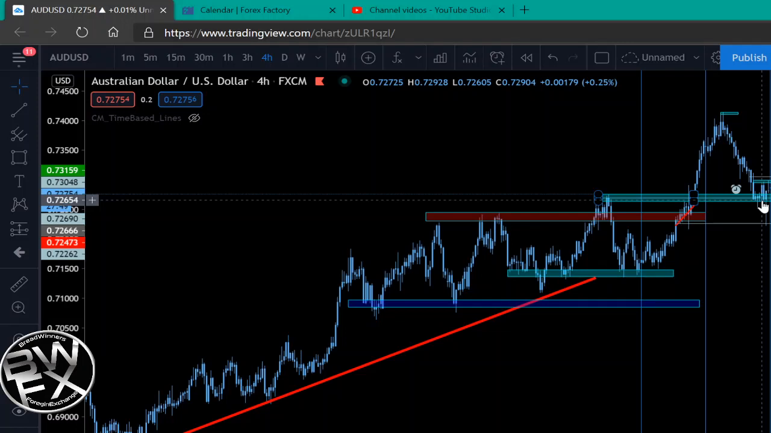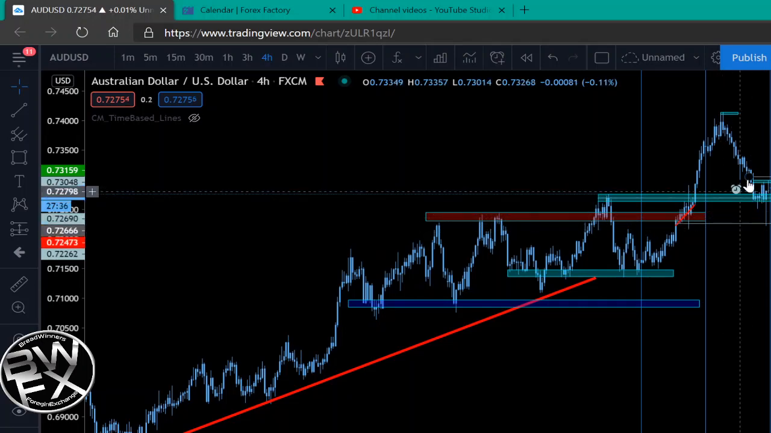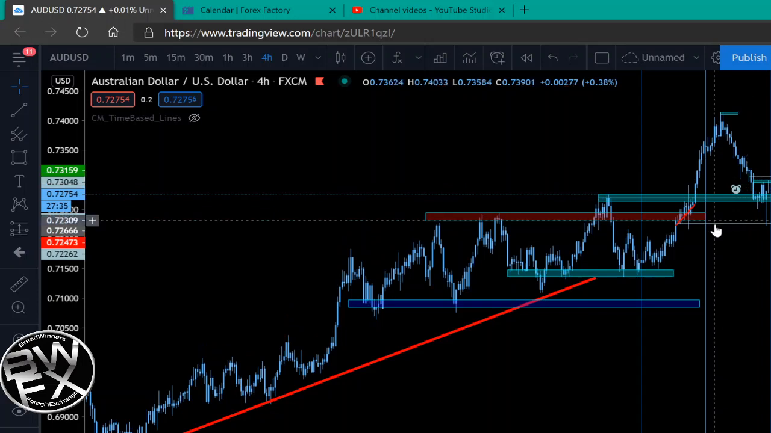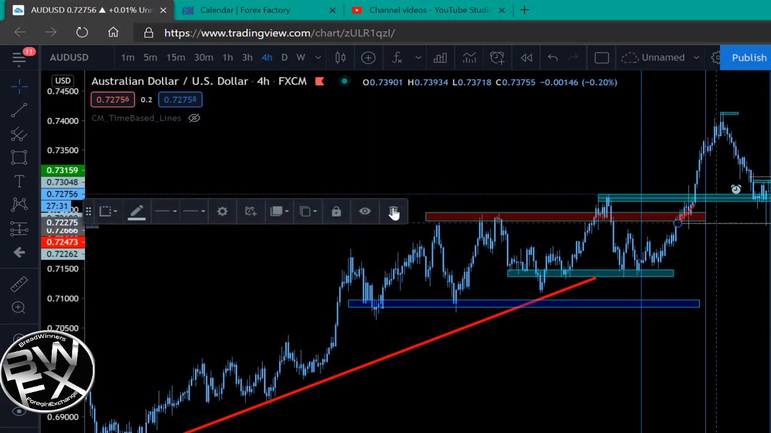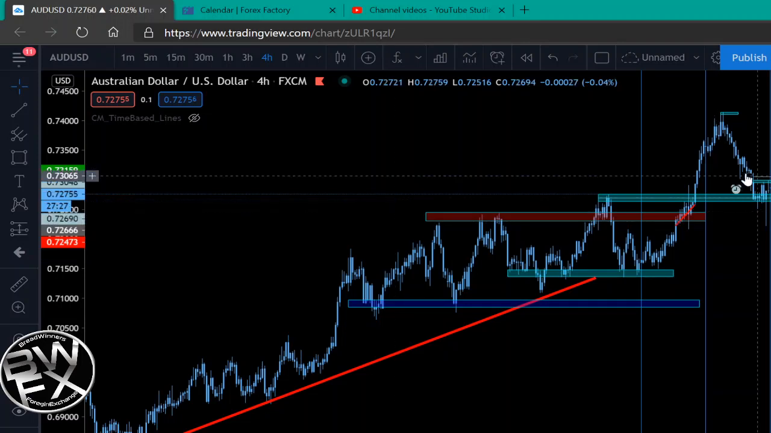So that's why I'm sitting on my hands right now. I want to see what USD does tomorrow when it opens up. It may come back down to this very point. I think that's what I'm gonna do: I'm gonna put my alert down here, delete this, and put my alert down there. So when it does come down, I'll be ready.